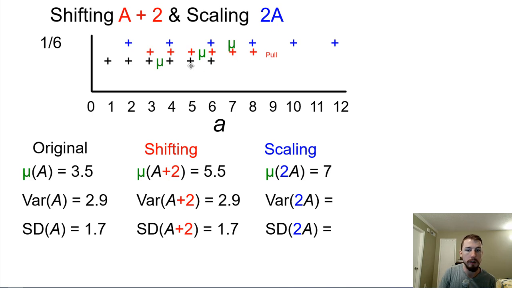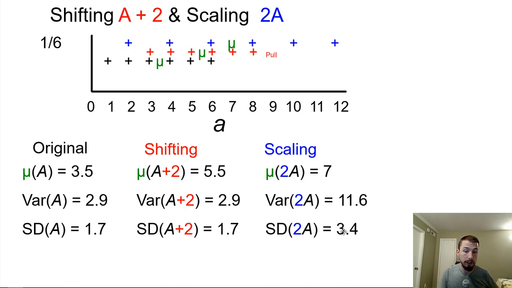Our variation is actually going to be quadrupled. The reason for that, I'm not going to get into it too much, but it has something to do with squaring 2. So it's going to be 4 times as big, which would give us a variation of 11.6. Then when I take the square root of that, like when you take the square root of 4, it's just 2. So it's actually going to be twice as big as well.